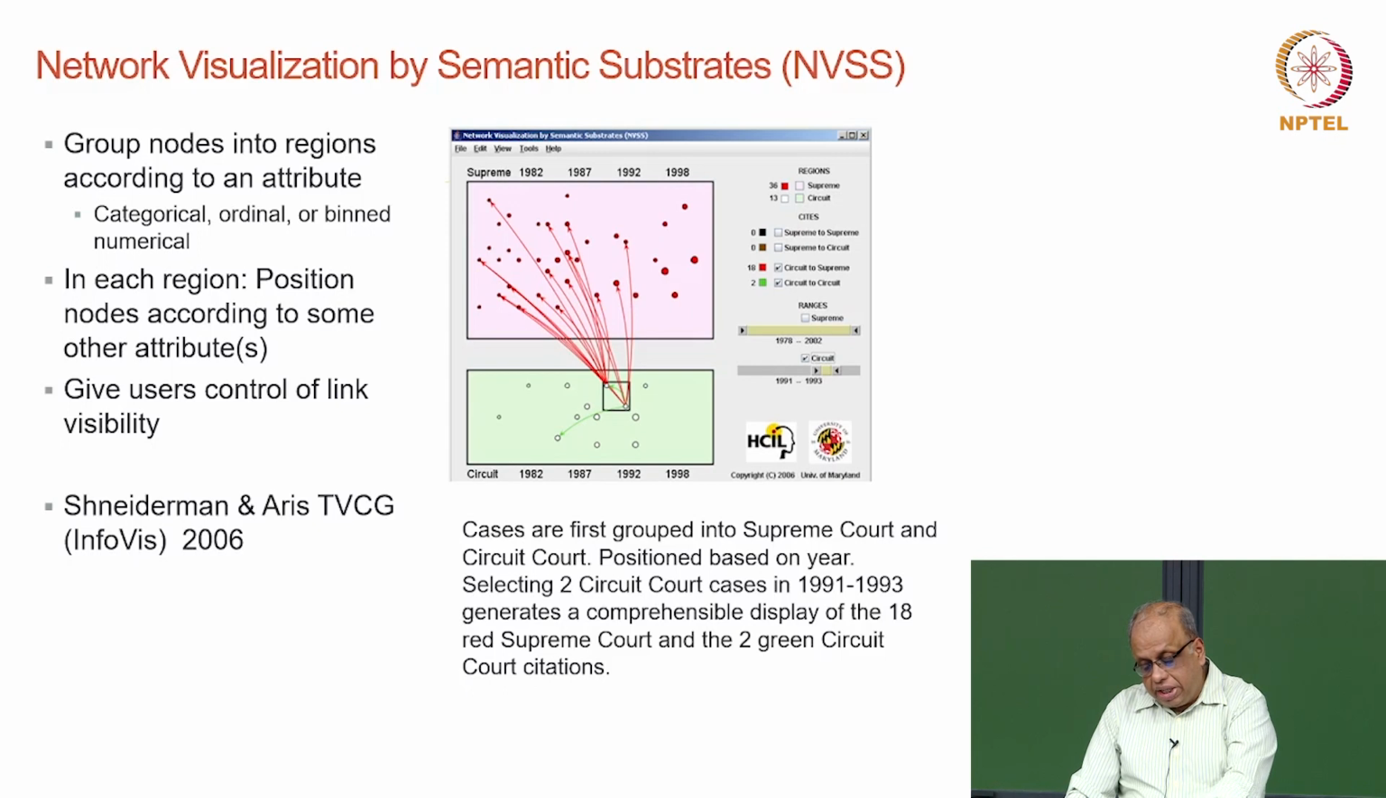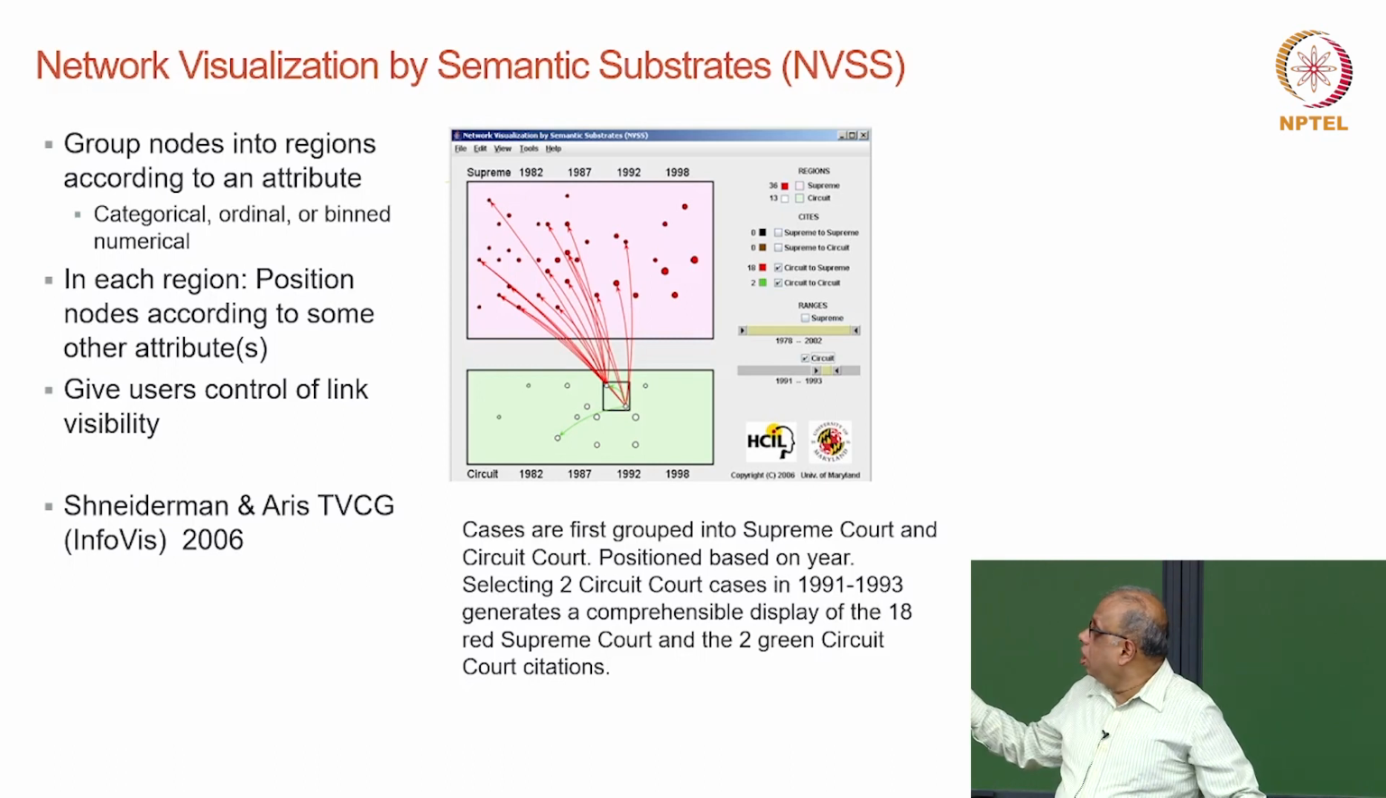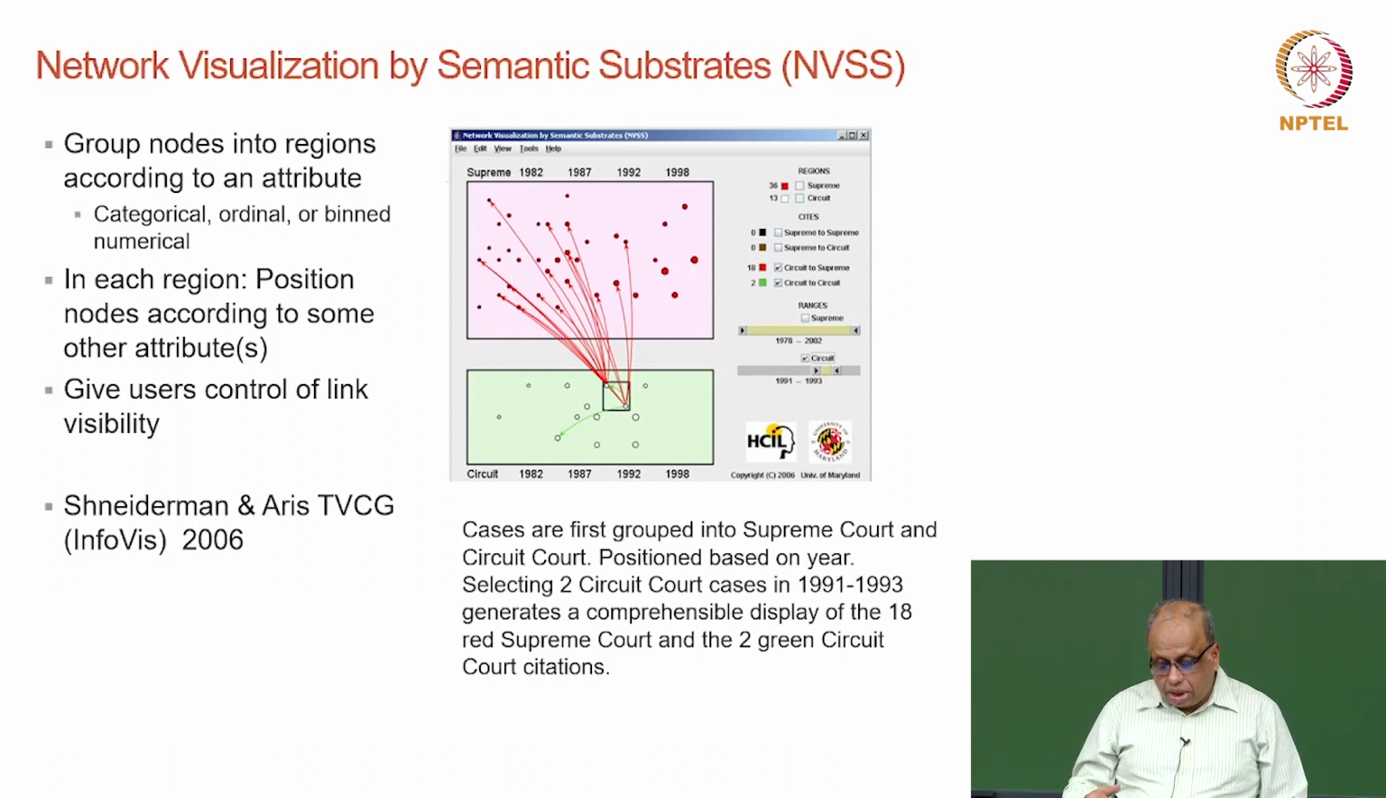For example, all the cases in the Supreme Court are shown together, all the cases in the Circuit Court are shown separately. The position of the nodes is not based on any link layout algorithm, but they are first grouped based on the court where the cases were, and then they are grouped based on the year of the case. For example, if a case is from 82 or 84, it will be put into that area. So it's kind of putting the cases in a scatter plot diagram. All the Circuit Court cases are put in a scatter plot diagram and all the Supreme Court cases are put in a scatter plot diagram.